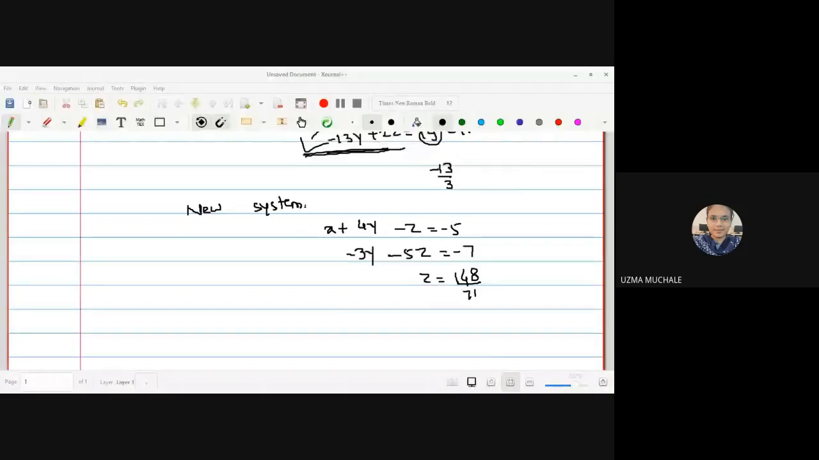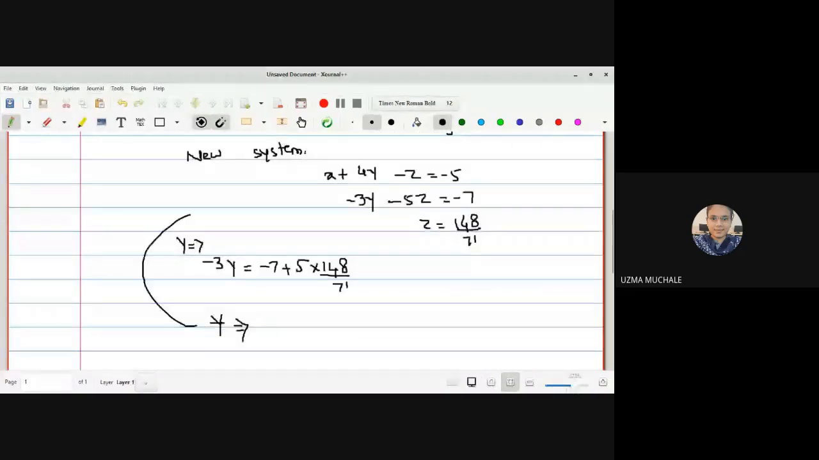Now let us put back in our original equations. That is this one, minus 3y minus 5z, and you will get the value of y. So minus 3y is equal to minus 7 plus 5 into z. What is the value of z? 148 divided by 71. Just do the calculations and you will get the value of y. Similarly, after getting the value of y, put in our first equation and you will get the value of x.